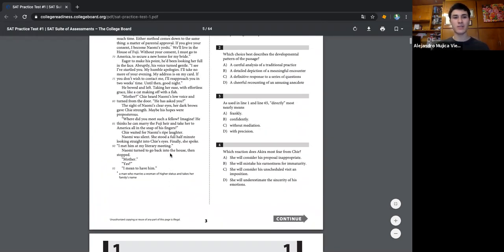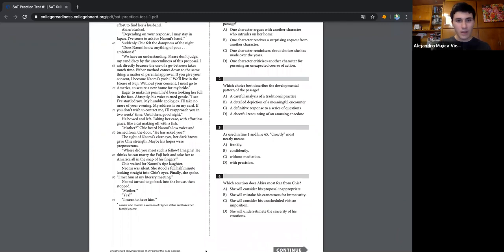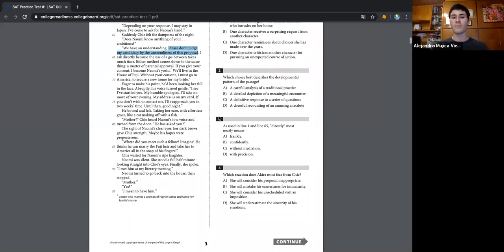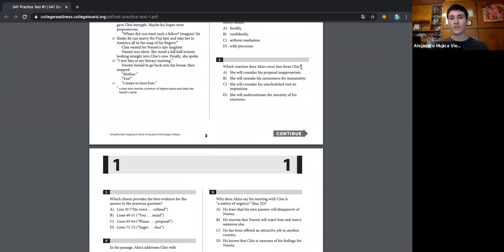Lines 63 and 64. "Please don't judge my candidacy by the unseemliness of this proposal." Please don't think that I'm unfit to take your daughter's hand because I didn't use the protocol to ask for her hand. That's what this is saying, I'm paraphrasing it. And that supports this answer, because Akira fears, he's telling her, please don't think this is inappropriate because of the way I'm doing things.